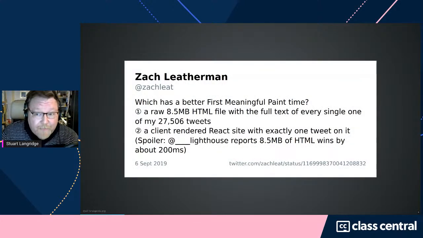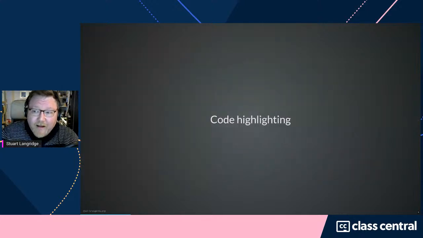And Zach says here, which has a better first meaningful paint time? So this is the amount of time that the browser takes to put something relevant on the screen. There's a raw 8.5 meg HTML file with the full text of all 27,000 tweets, or a React site with exactly one tweet on it, and the HTML wins by 200 milliseconds. It's faster to render all 27,000 tweets than it is to render one, if you're going to do it with a framework.